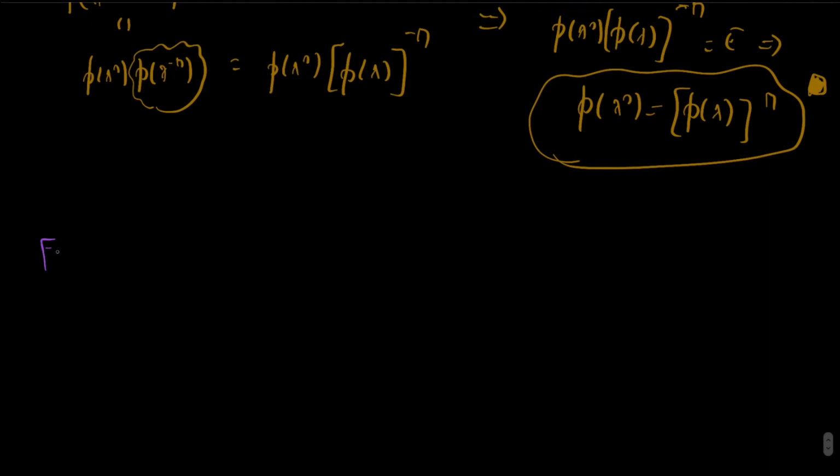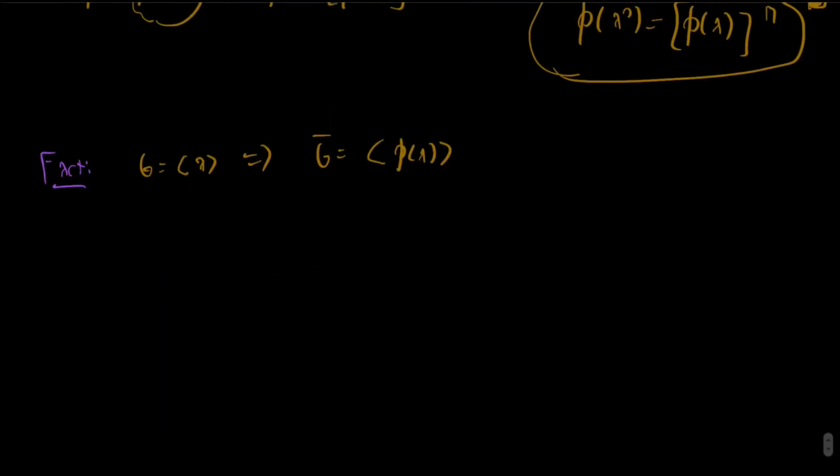Now let's prove some other facts about groups. The next one is also pretty important, and it basically states that if a group G is cyclic, so if we have G can be written as the cyclic subgroup generated by a, then we're going to have that G bar can be written as this group here. To show this, all we have to do is to show that all elements of G bar can be written as powers of phi of a.